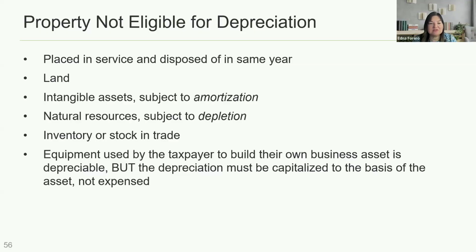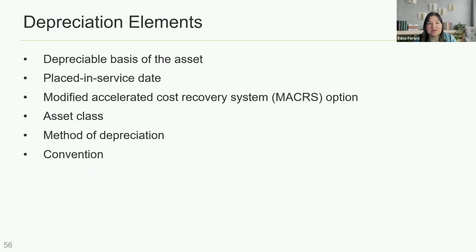All right, so we're going to do some examples for you as well. But some of the elements of depreciation that we need to know is the basis of the asset, right? So we have to calculate what the cost is when it was placed in service, what recovery system or cost recovery system. MACRS is typically the most common that we'll see. We need to determine the asset class, the method of depreciation, and the convention, or how long is it useful for? How are we going to depreciate it? And what methods are we going to use? So we're going to go through those.